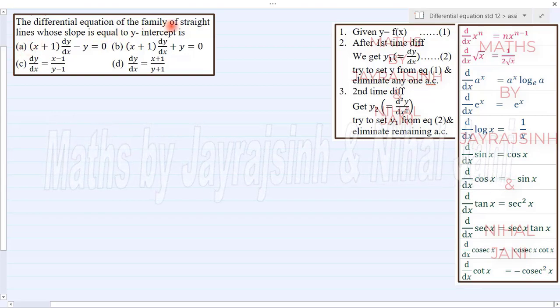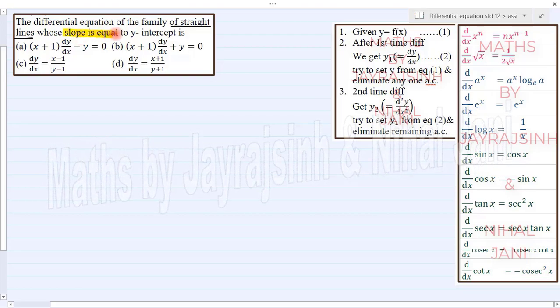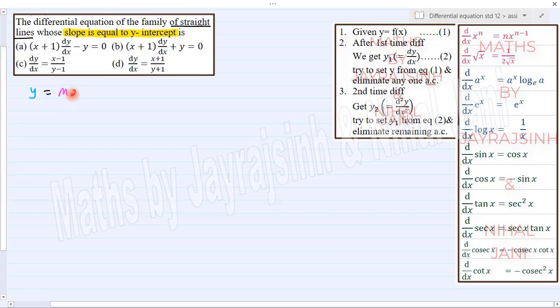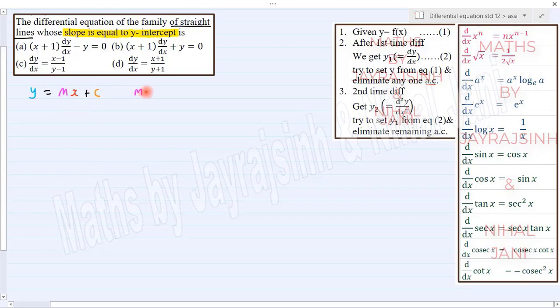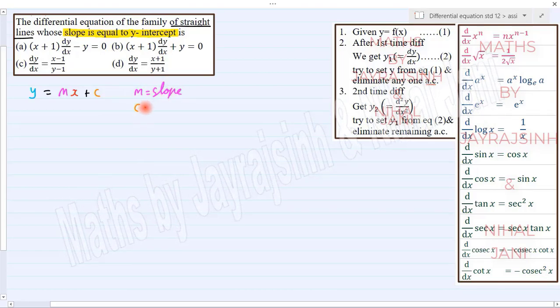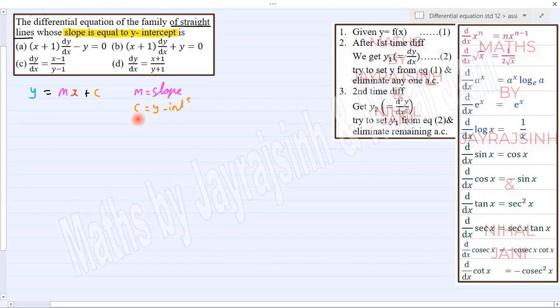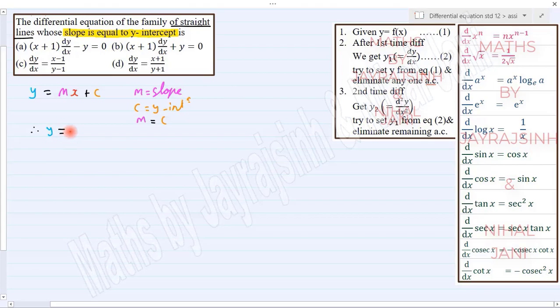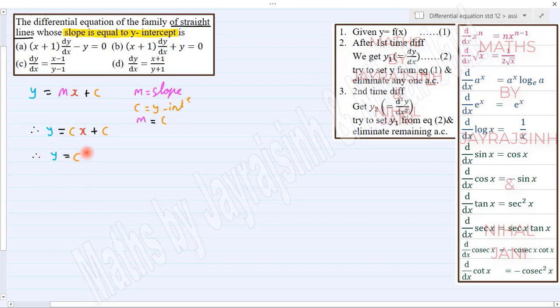In this question, we have to find the differential equation of a straight line whose slope is equal to its y-intercept. Now, the general equation of a straight line is y is equal to mx plus c, where m is the slope and c is the y-intercept. Now, it is given that your slope is equal to the y-intercept. So our required equation of the family will be y is equal to, instead of m, we just have to place c, so c into x plus c, or we can say y will be equal to c into (x plus 1). Let's say this is your equation number 1. Now here the only arbitrary constant is c, so the order of the differential equation must be 1.